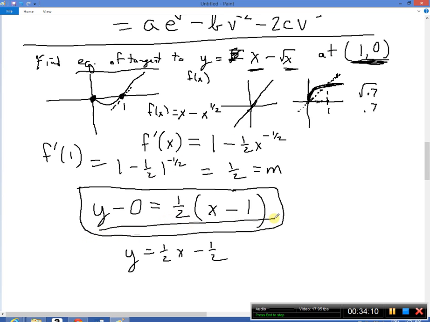Of course, you can drop the minus 0. If you leave the minus 0 in, I promise I will not take off any points. In fact, I like it because it tells me where you got it from. You got it from this point right here, and I can see that.